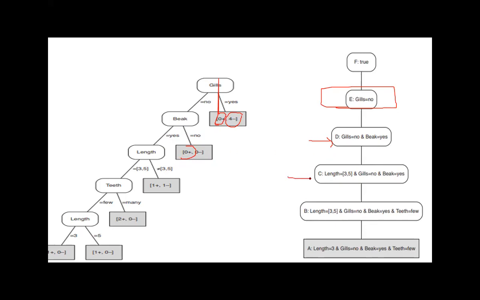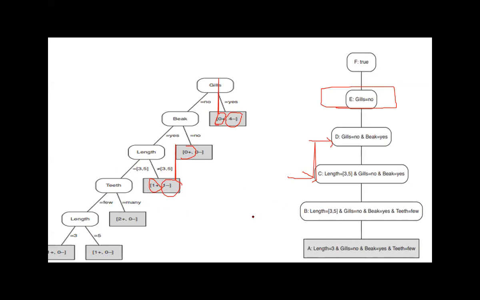Now if you take the condition C, length is 3.5, and we say not 3.5, my dear friends. Not 3.5 means gills is no, bake is yes. Then only we come here. If not 3.5, that might be length 4. When length is 4, there is one negative case and one positive case.